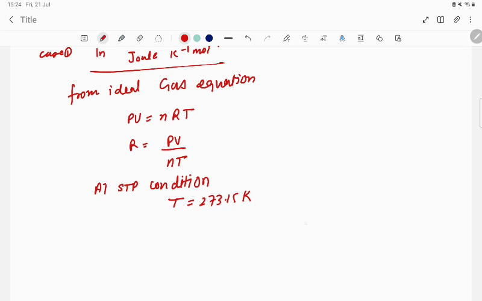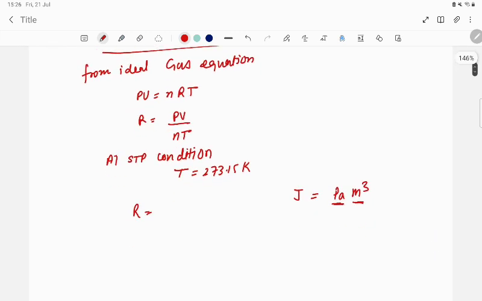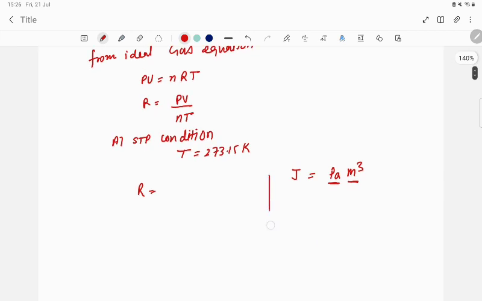Now P is in Pascal. First of all, you should know what the joule is. Joule is Pascal meter cube, student. So here in R, P we have to take in Pascal and volume we have to take in meter cube. So we take pressure in Pascal and volume in meter cube. Keep in mind, some information has to be remembered.